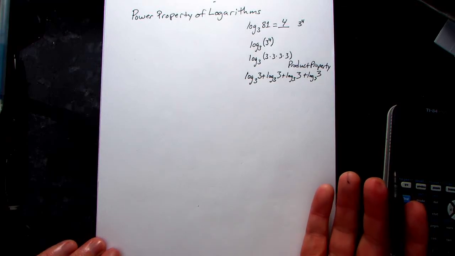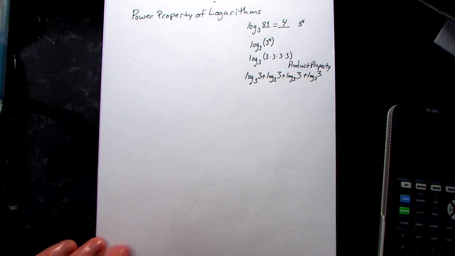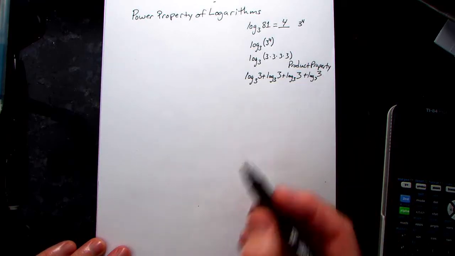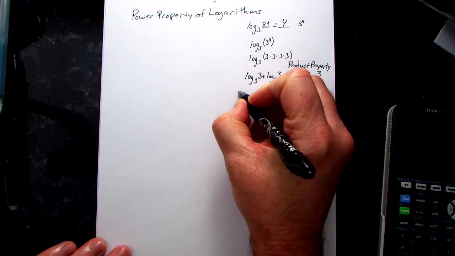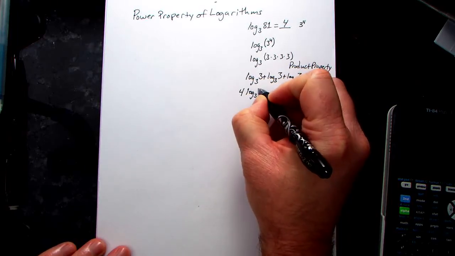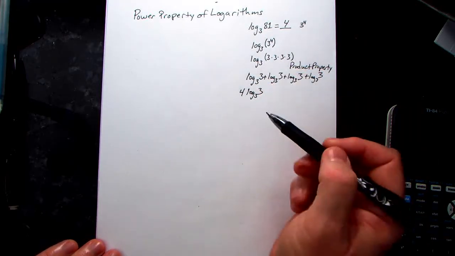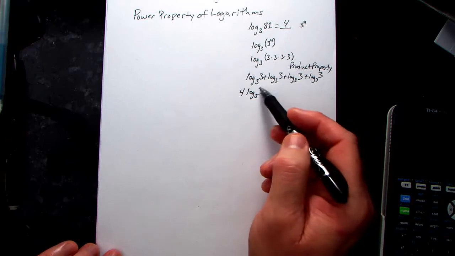Now here what we have is a repetitive addition. We are adding the same thing over and over again. So I could actually rewrite this as a multiplication statement. I could say that this is 4 sets of log base 3 of 3. So far, all I've done is a little bit of rewriting and reorganizing.